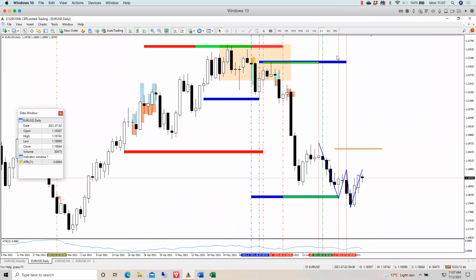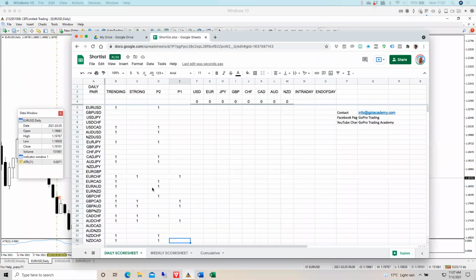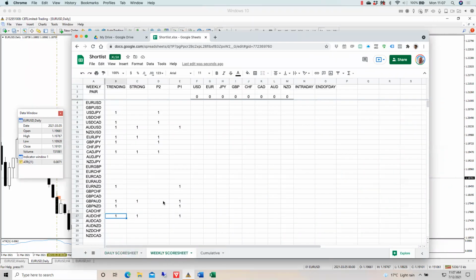So just going back to the top, let's put it up there. Let me just quickly show you what our score sheets look like. Here's our weekly score sheet, first of all, where if you're looking for a daily impulse, you want to have certainly trending, preferably strong, and phase 1. Now you can see that we've only got a few phase 1s here. So Aussie USD trending strong phase 1 is one that we therefore could look at through the course of this week for a daily impulse.